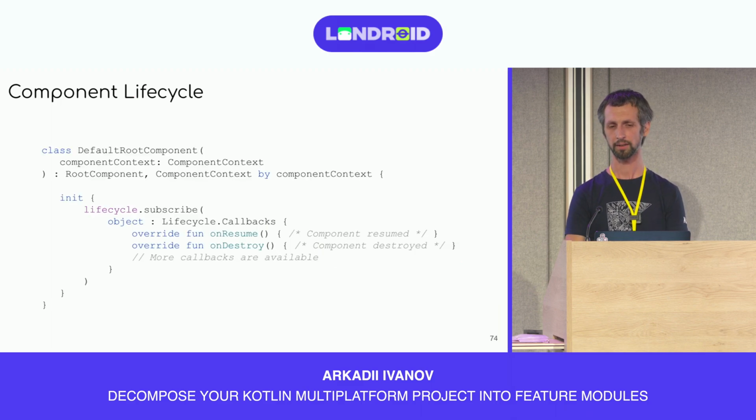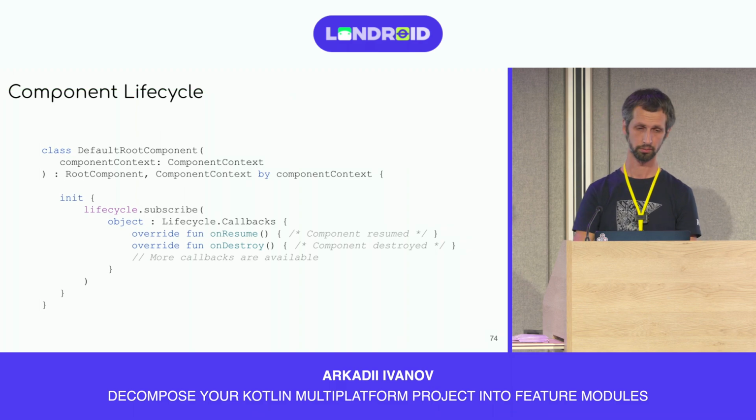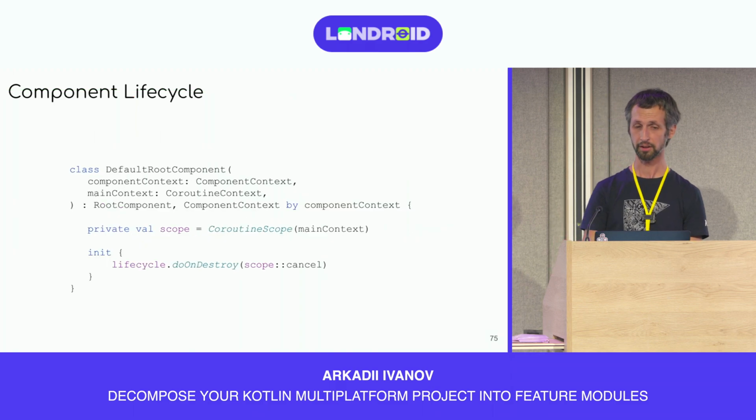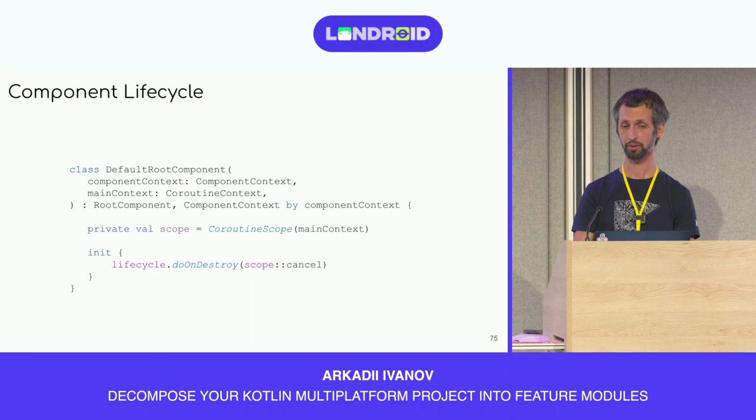And lifecycle can be accessed by the corresponding property. It's possible to subscribe to lifecycle events, like on start, on resume, on stop, on destroy, and so on. And it makes it possible to scope background tasks. For instance, we can define a coroutine scope and cancel it on destroy, or we can dispose any disposables if you use any RX library, for example.